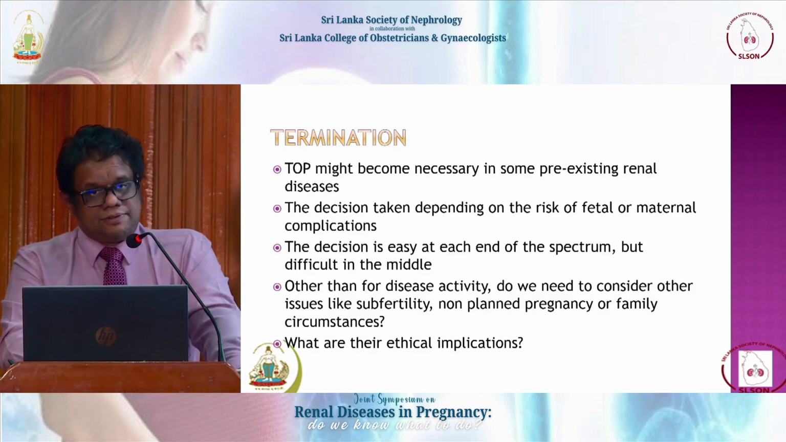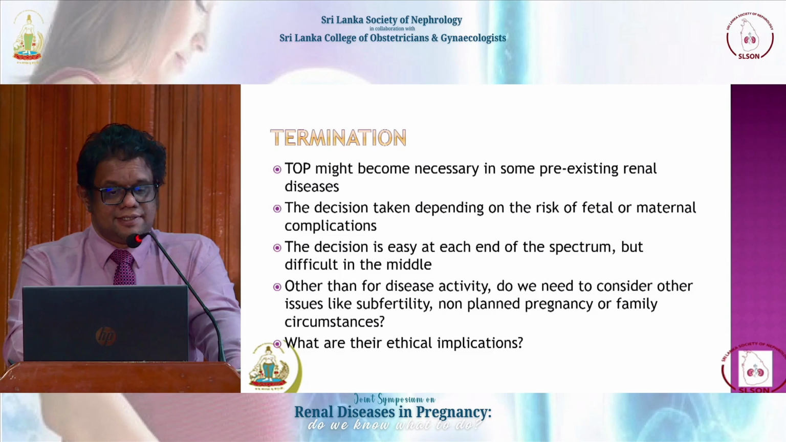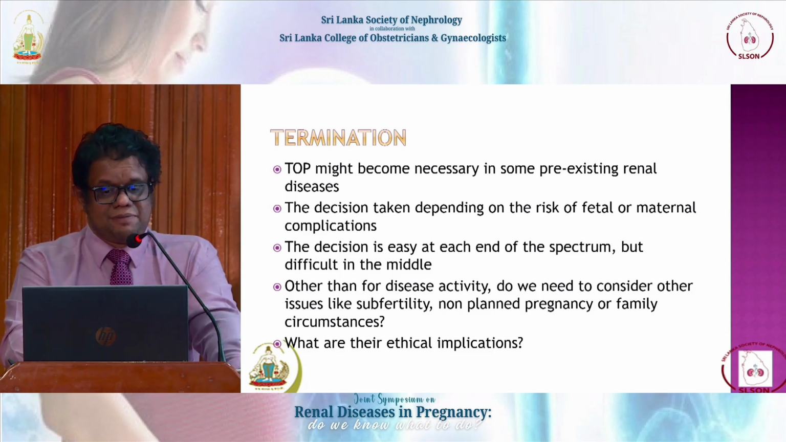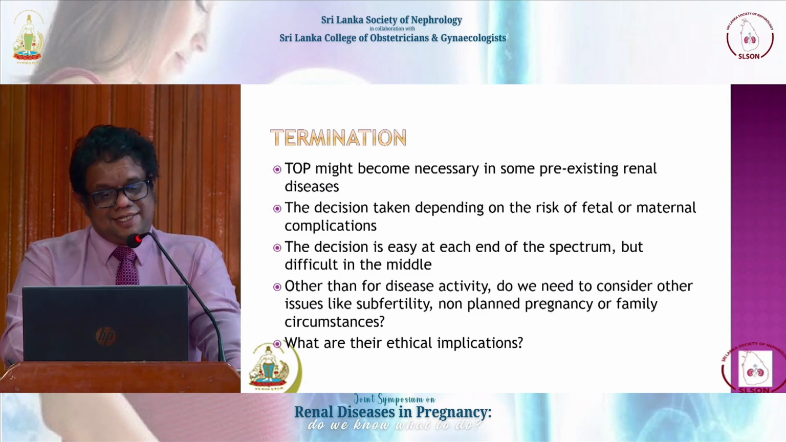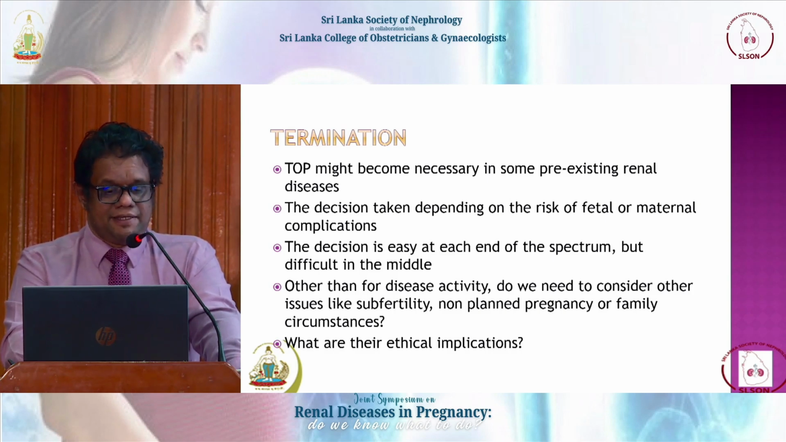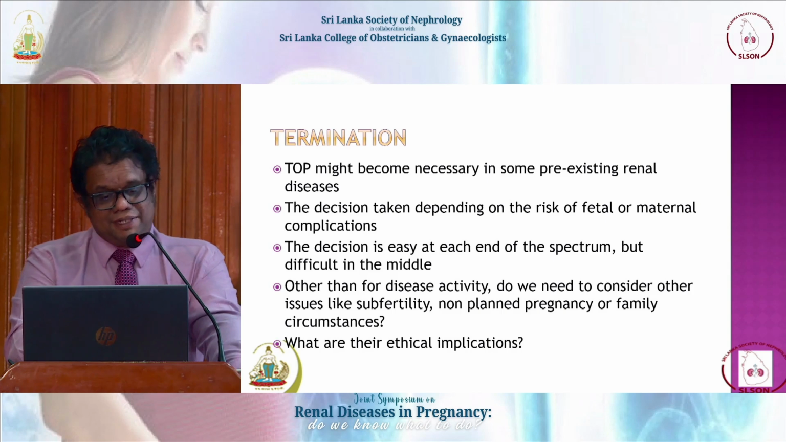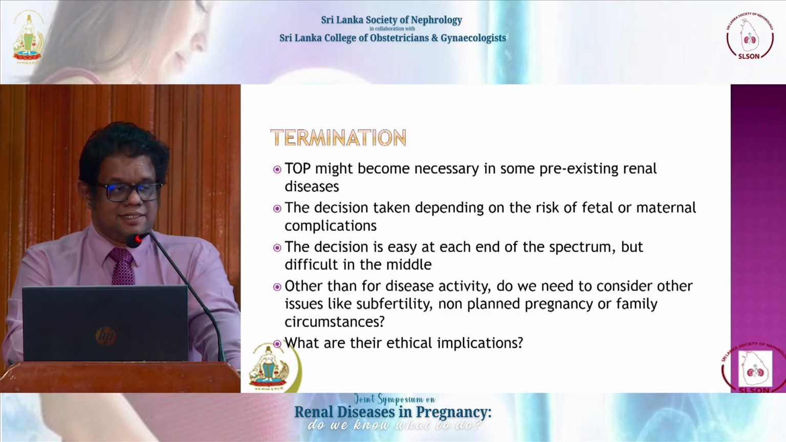Termination of pregnancy is also a modality. This might become necessary in some pre-existing renal diseases. The decision is taken depending on the risk of fetal or maternal complications. The decision is easy at each end of the spectrum, but difficult in the middle when it is really grey. So other than disease activity, do we need to consider other issues like concealed, unplanned pregnancy or family circumstances? If it is an issue, what are their ethical implications? These things need to be looked into further.